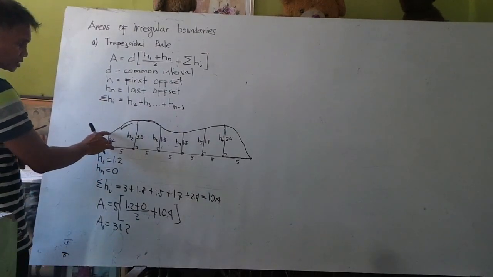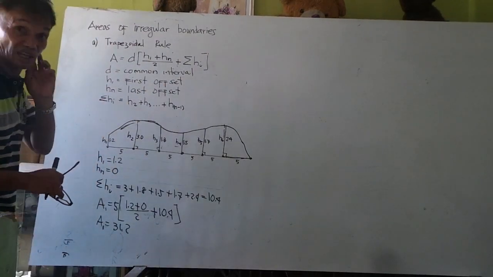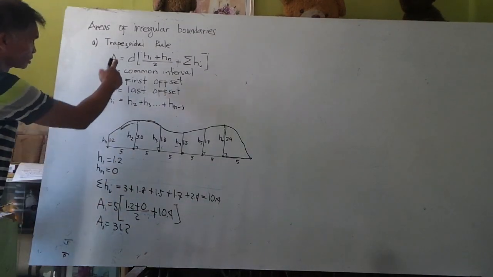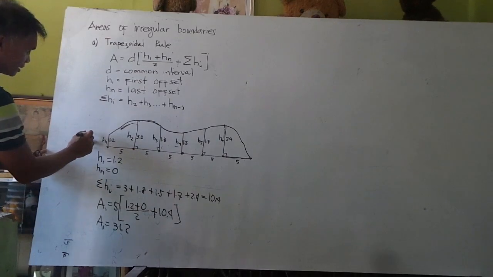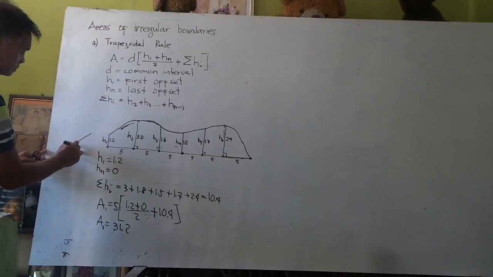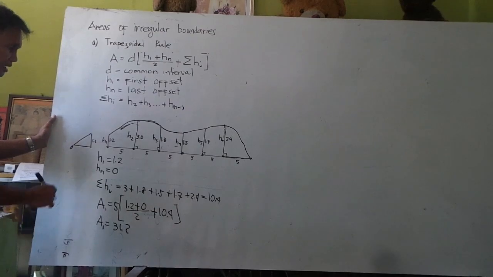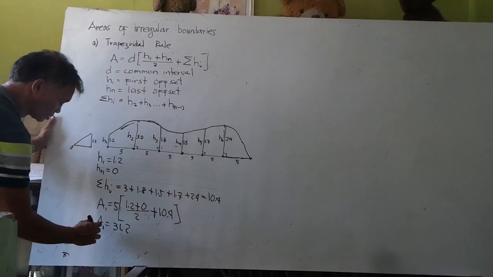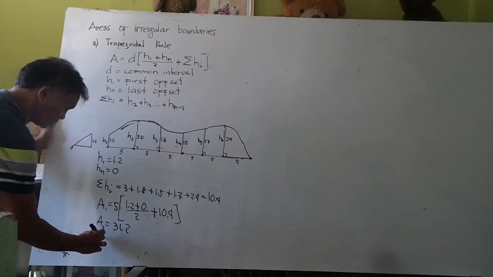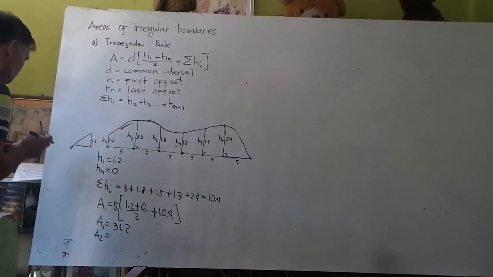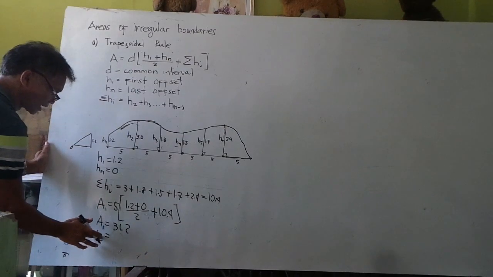This first area, we can use the trapezoidal rule because it has another interval. Then for this last one, 1.2, obviously a triangle, with 0 here. So you can use the area of the triangle. So area 2 is just equal to the area of the triangle.